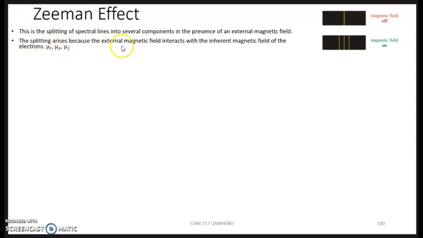So what causes it is because the electron in itself has an inherent magnetic field, meaning that it behaves like a small magnetic dipole. Magnetism arises from moving charges, and since the electron orbits around the nucleus, it has a magnetic dipole due to the orbital motion, so that's the one we refer to as the mu L. It also spins, so it has a magnetic dipole due to its spinning motion, and then when the two of them combine, you have a magnetic dipole due to the total angular momentum as well.